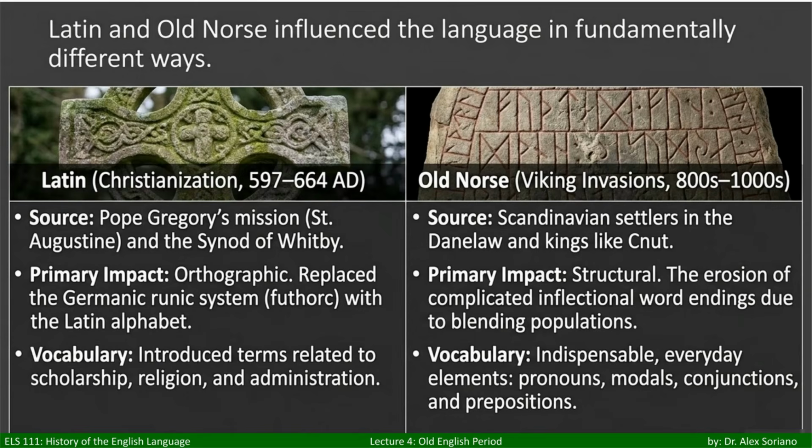On the right, Old Norse, arriving through the Viking invasions, roughly the 800s through the 1000s. The source is Scandinavian settlers within the Danelaw, plus kings like Cnut, whom we'll meet again shortly. The impact here was structural, not just written. The erosion of complicated inflectional endings, caused directly by these two populations blending together, and its vocabulary went far deeper than Latin's. Indispensable, everyday elements: pronouns, modal verbs, conjunctions, prepositions. So, Latin changed our alphabet and added specialized vocabulary. Old Norse changed our grammar and added words we use in every sentence.